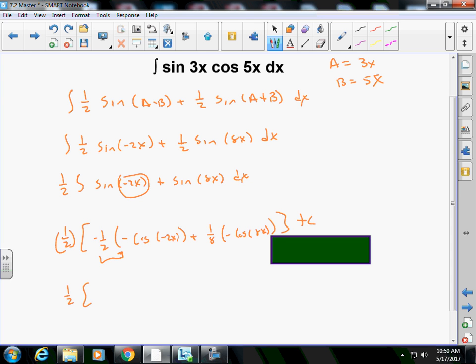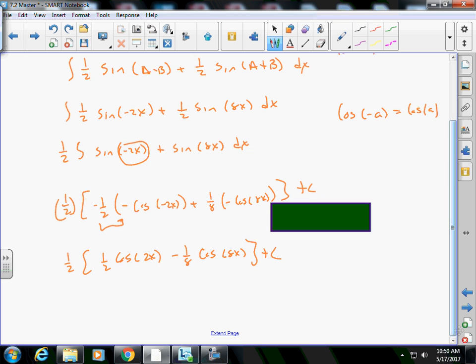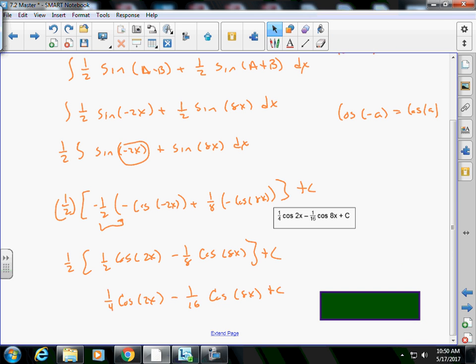So I have 1/2 times 1/2 cosine. Cosine of minus a is equal to cosine of a. So I'm just going to write this as 2x plus, whoops, not plus, minus 1/8 cosine 8x plus a constant. I'm going to distribute: 1/4 cosine 2x minus 1/16 cosine 8x plus a constant. And that's what it should say under here.